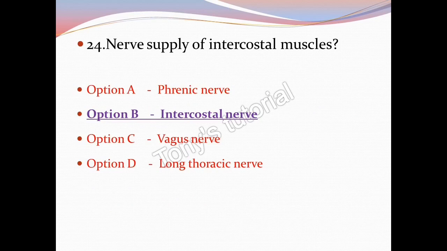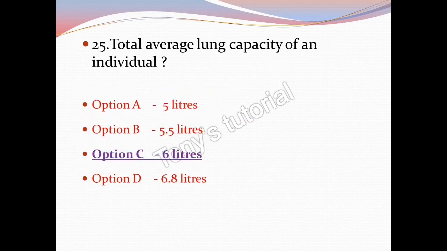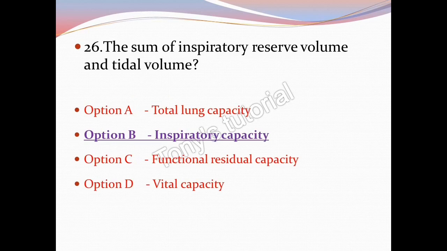The nerve supply of the internal intercostal muscle is by the intercostal nerve itself, not by the phrenic nerve, not by the vagus nerve. This is a direct answer question. The average lung capacity of an individual is 6 liters, correct? The next question, we move on to the lung capacities, which are important to study. The sum of inspiratory reserve volume and tidal volume is the inspiratory capacity.